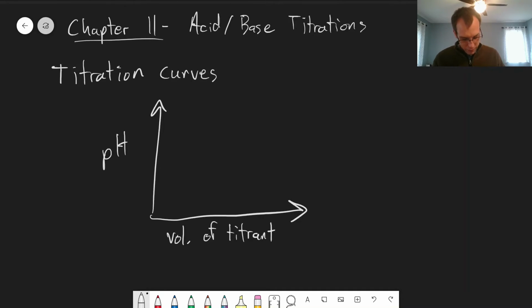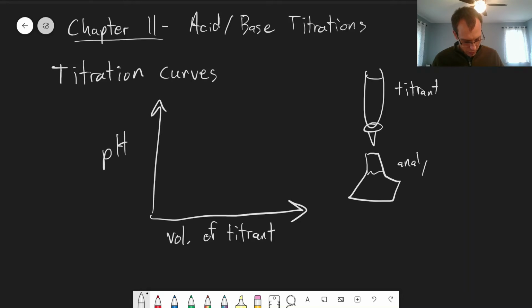And we're going to have, just like we always have, a burette filled with our titrant and our analyte that we're measuring in here. Now, one thing to know about acid-base titrations is our titrant will always be a strong acid or base. So you can do it with either one. If your analyte is an acid, you'll want to titrate using a base. If your analyte is a base, you'll want to use a strong acid.